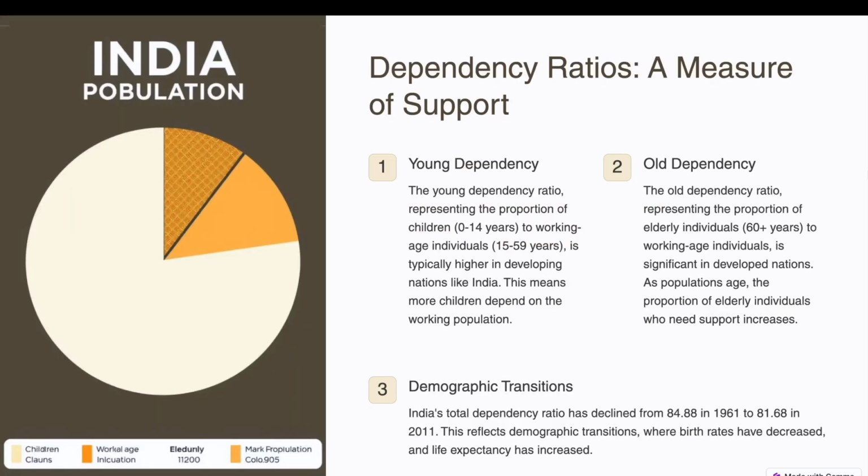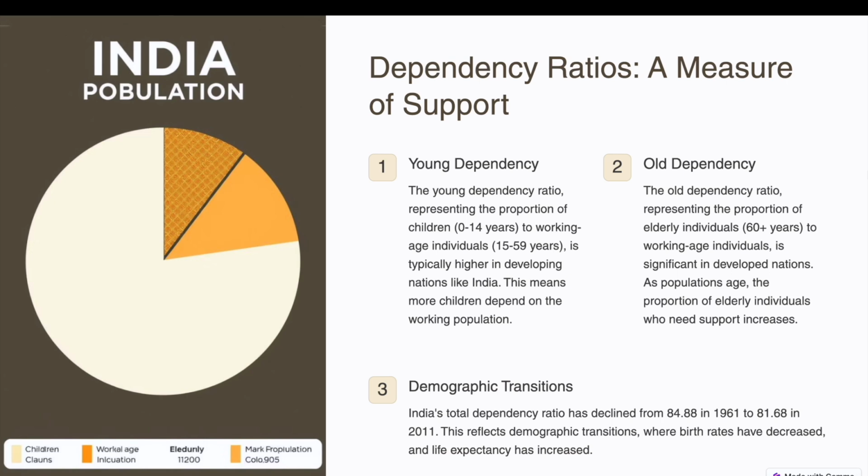The dependency ratio. This ratio helps us understand the age structure of a population and its economic implications, particularly in terms of how different age groups depend on the working age population. The dependency ratio compares the dependent population, those below 15 years and above 60 years, with the working age population. In India, those aged 15 to 59. Some countries define the working age group as 15 to 64 years. We categorize the dependency ratio into two types.